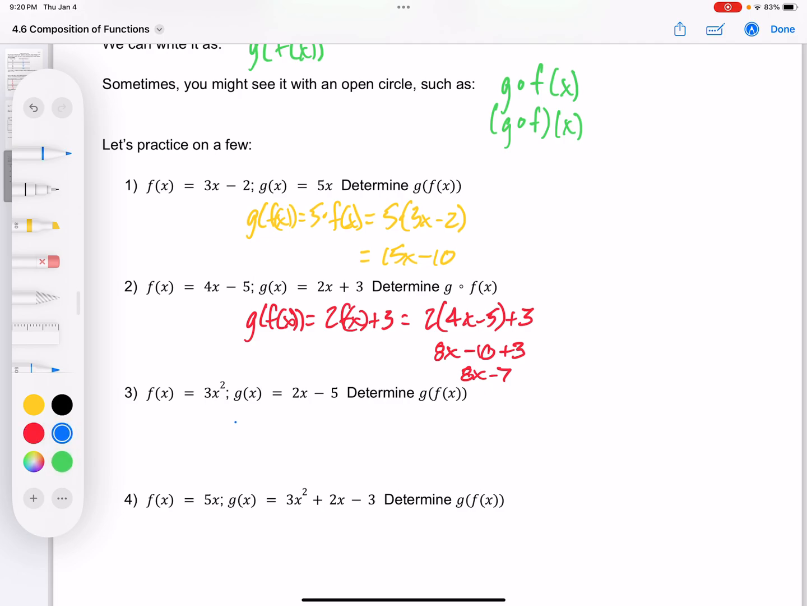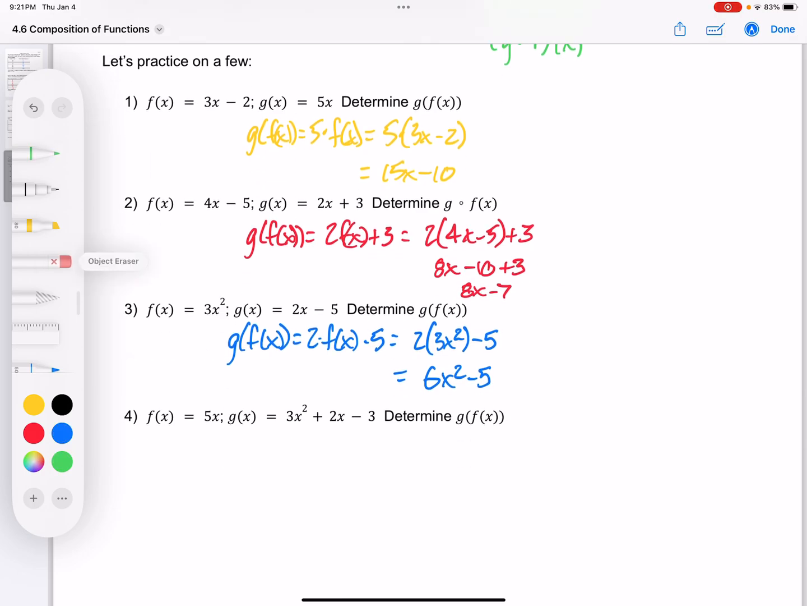Next one. g of f of x equals 2 times f of x minus 5. Well, f of x, this is going to be 2 times 3x squared. That's f of x right there, minus 5. So this is just 6x squared minus 5.